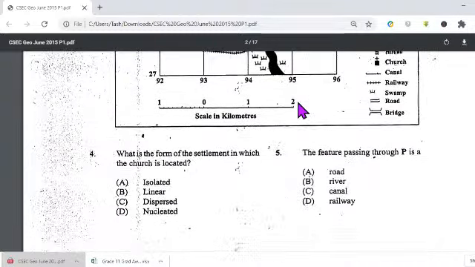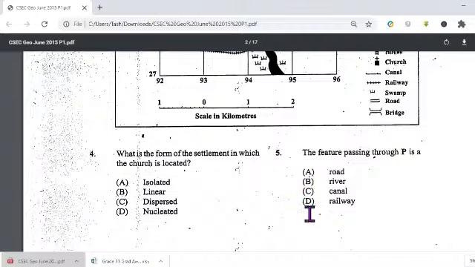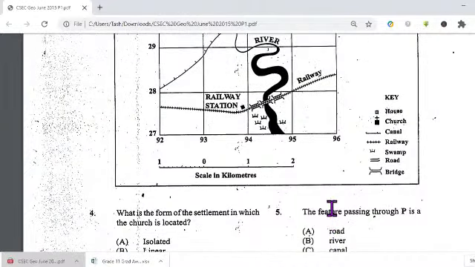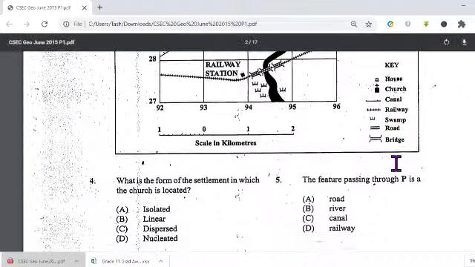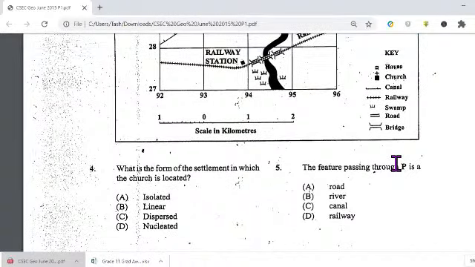So you go back to your responses here. Feature passing through P is D, a railway. Hold on. It's not a railway. With a railway, the lines would have been closer to each other. It's actually a canal. The canal is wider apart, like this one. Railway lines are closer together. So our answer for this question would have actually been canal. So number 5 would have been letter C.